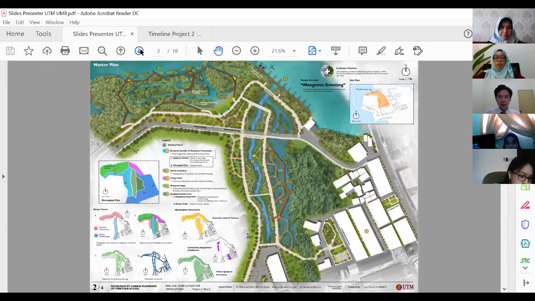Which are the mangrove park along the shoreline and the fisherman jetty, as well as the brackish stream, the river that replaces the existing main drainage.